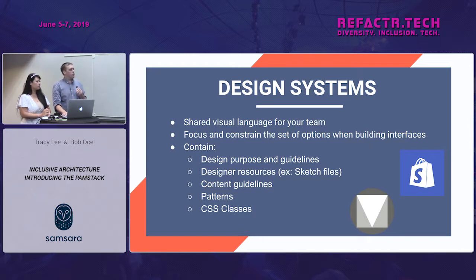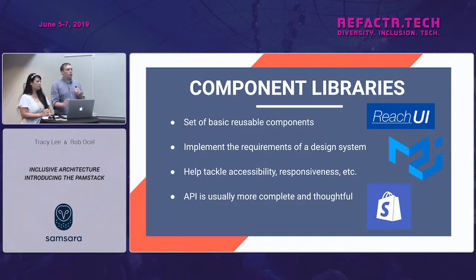Shopify's Polaris is also another really popular design system that you can pick up. And they contain a lot of interesting technology for your designers, for your coders, for your copywriters, for everybody, in order to implement websites more effectively. And of course, we also love component libraries. Component libraries are just basic sets of reusable components, and they oftentimes implement the requirements of a design system already. So for example, the Material UI library implements the Material Design spec, or design system.